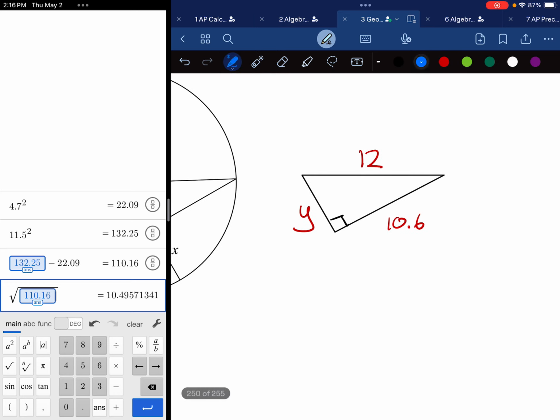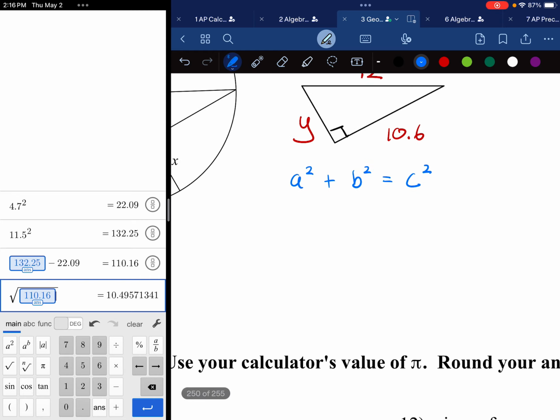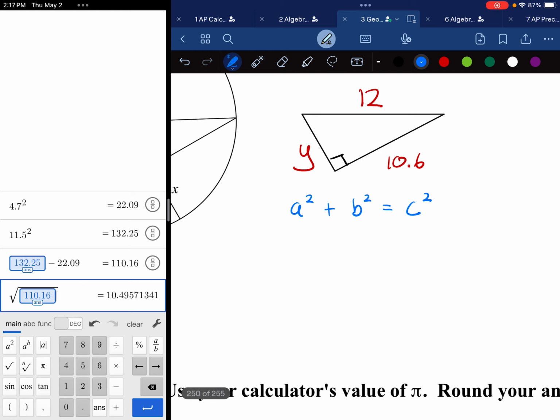So again, this is just the Pythagorean theorem. This is a squared plus b squared is equal to c squared. You'll see that a lot throughout all of mathematics. Even in calculus, you use a squared plus b squared equals c squared. Let's go ahead and say you're a, you're b, and you are c. So it's going to be y squared plus b, which is 10.6, 10.6 squared is equal to c, which is 12 squared.